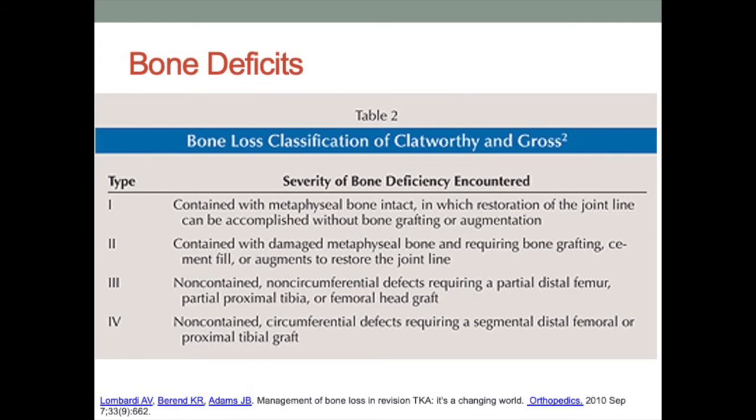Clatworthy and Gross also tried to define bone deficiency, and so Type 1 here is contained with metaphyseal bone intact, similar to the AORI. Type 2 is contained with damaged metaphyseal bone requiring bone grafting or cement fill. Type 3 is non-contained, so now you need to do bulk allograft, cones, those sorts of things. And then 4 is non-contained circumferential defect requiring segmental distal femoral or proximal tibial graft or replacement.